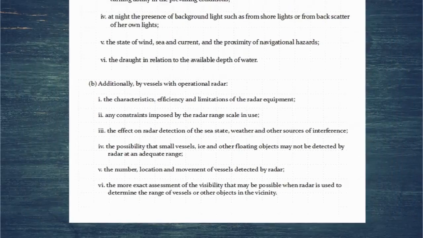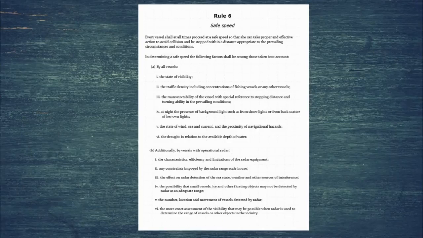And that brings us to the end of Rule 6. We've seen some of the factors that you need to take into account when determining safe speed. And remember, if you're the officer or the master, not only are you using these factors, you've got to use every factor available to you to determine what speed is safe for you to be travelling at a particular time.